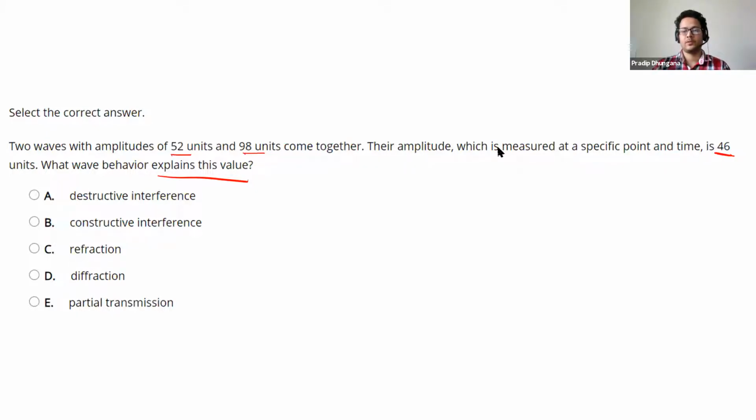Okay, let me end polling. Thank you very much. The correct choice for this problem is destructive interference. In destructive interference, we have to subtract. The two waves will be out of phase. That means if 98 is positive, 52 will become negative, so the crest of 98 will match with the trough of 52. Their resultant amplitude becomes 98 plus negative 52, so it becomes 46 units.